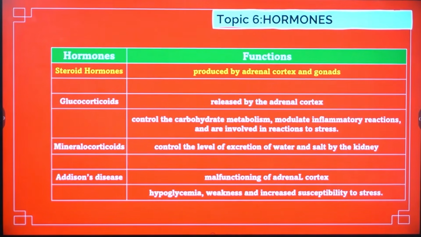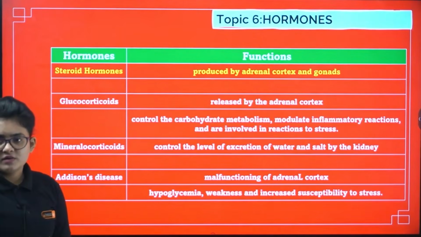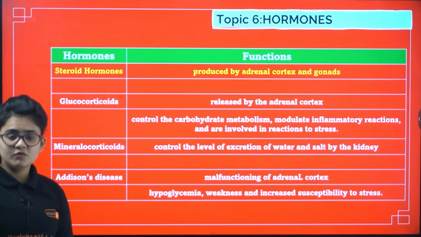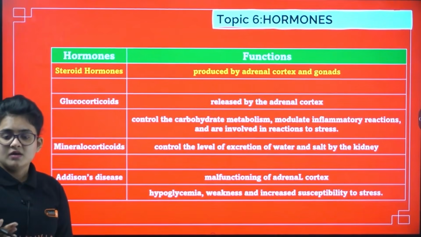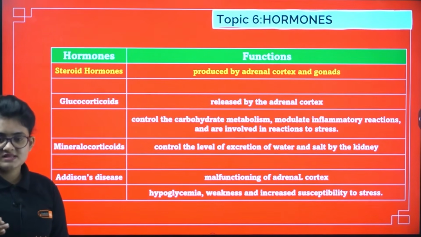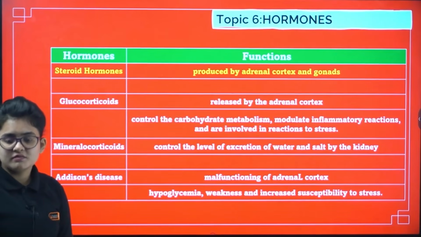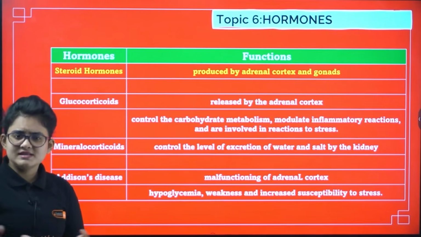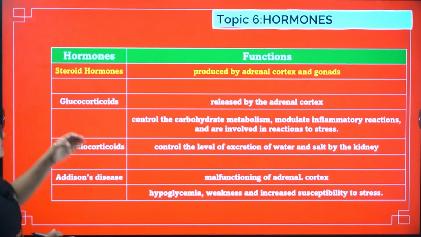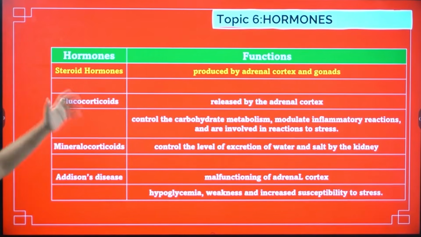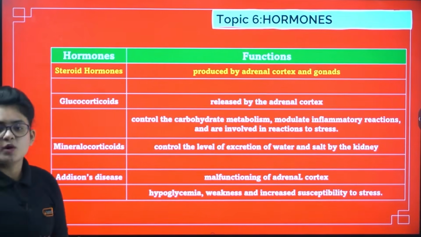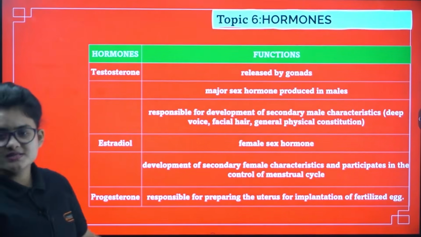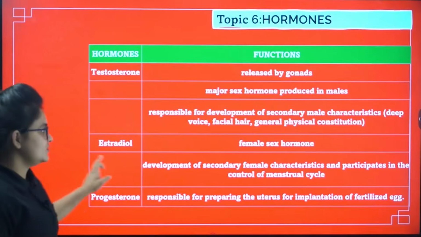Now steroidal hormone, they can ask you to write down any one steroidal hormone along with its function. Also they can take any one disease, like Addison's disease, and ask which hormone's malfunction causes it. At that time you have to tell that it is malfunctioning of the adrenal cortex hormones. If the adrenal cortex malfunctions, then glucocorticoid and mineralocorticoid will not function properly. Here come some more hormones, and you just have to remember the functions, like testosterone, estradiol, progesterone, etc.